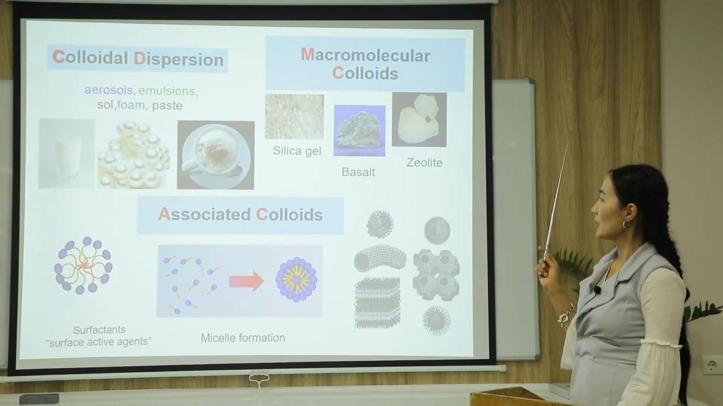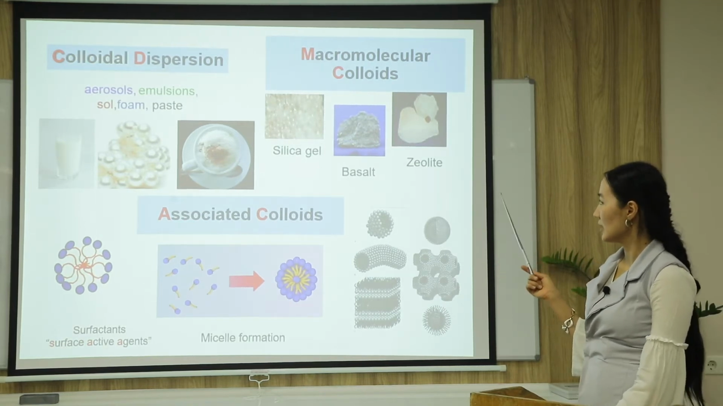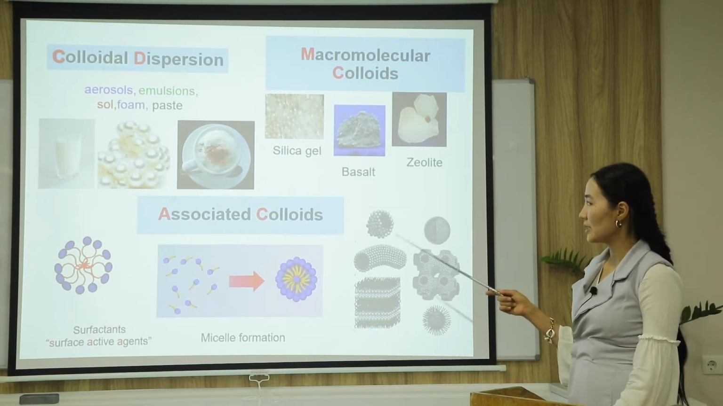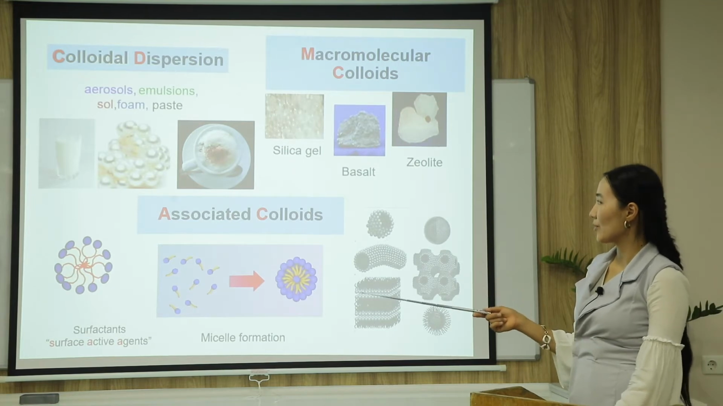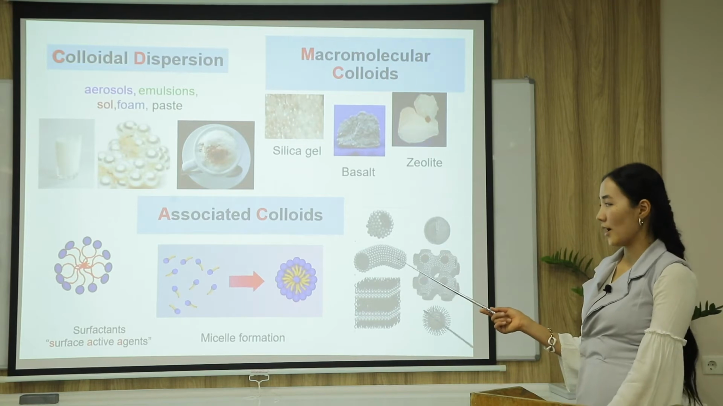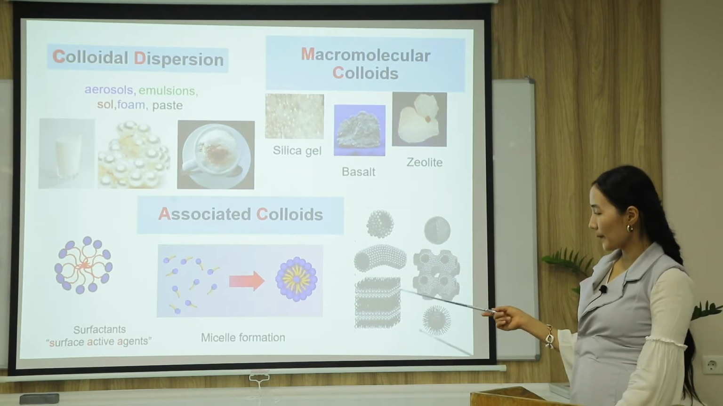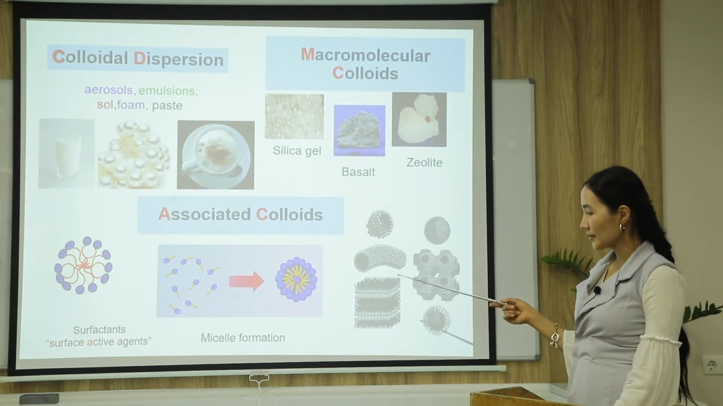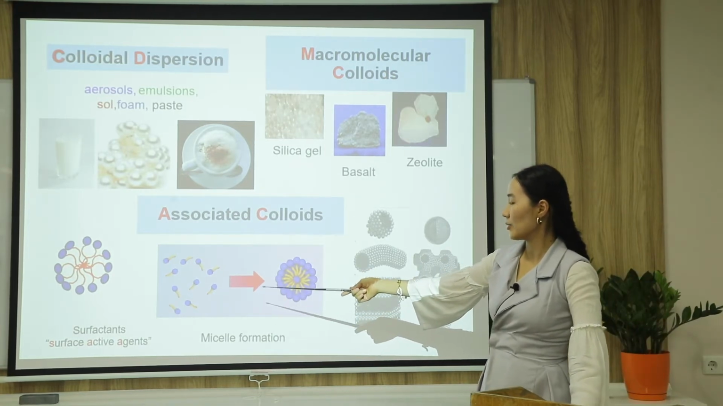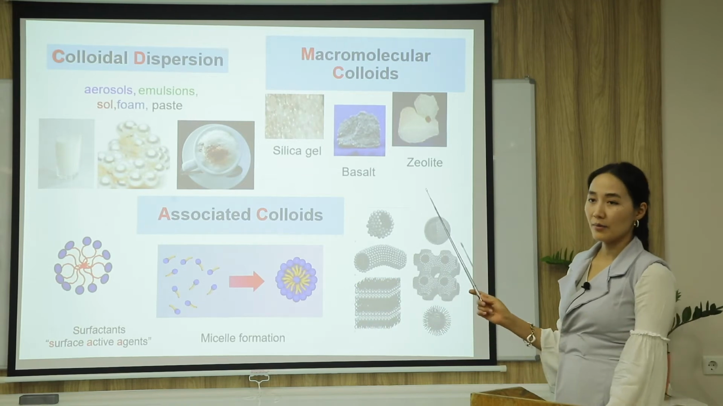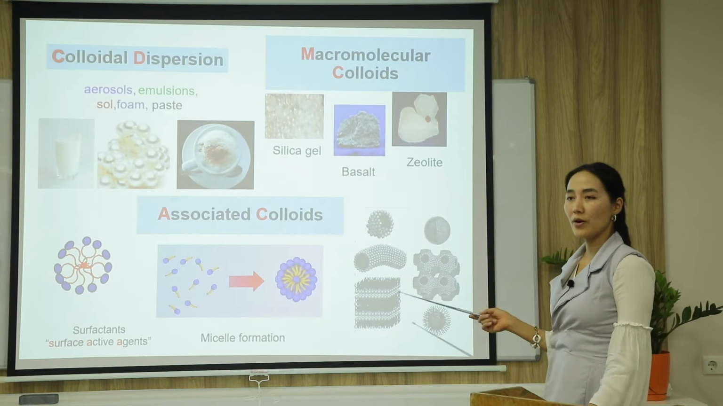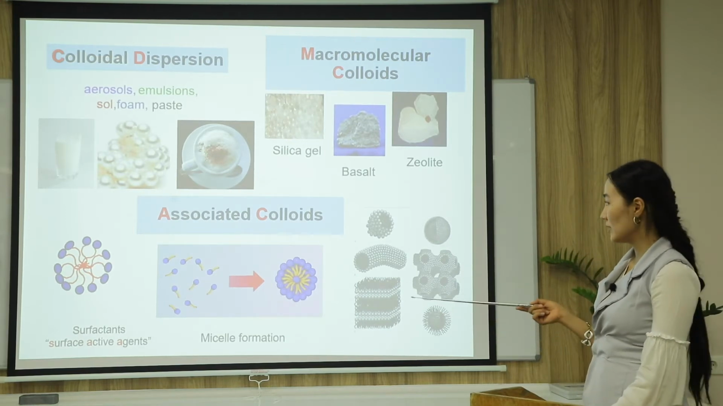So macromolecular colloids are silica gel, basalt, zeolite. Associated colloids come in different types, for example from the foam or from the silica gel. They have surfactants, surface active agents, which affect micelle formation. It means that here we have the head and here we have the tail, and they are making some formation of micelles, and after that we can find some critical concentration of the micelle.